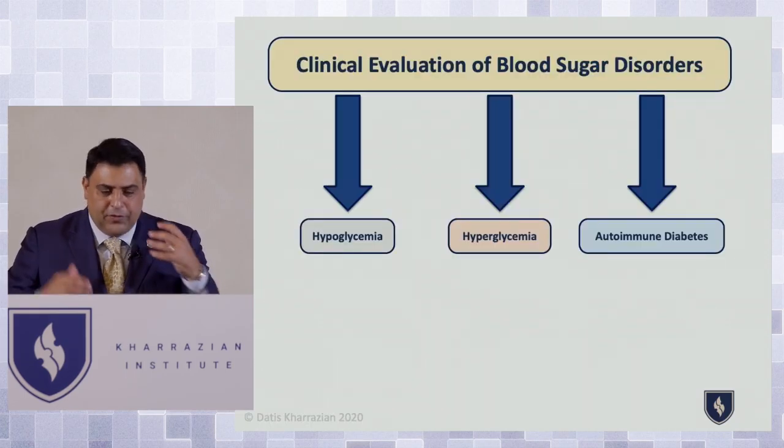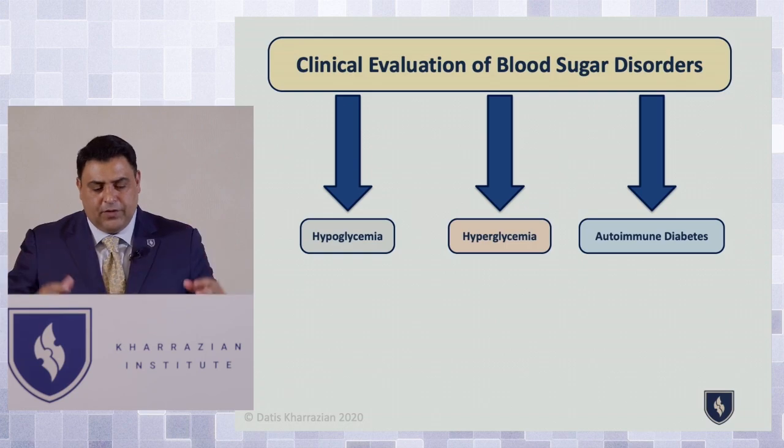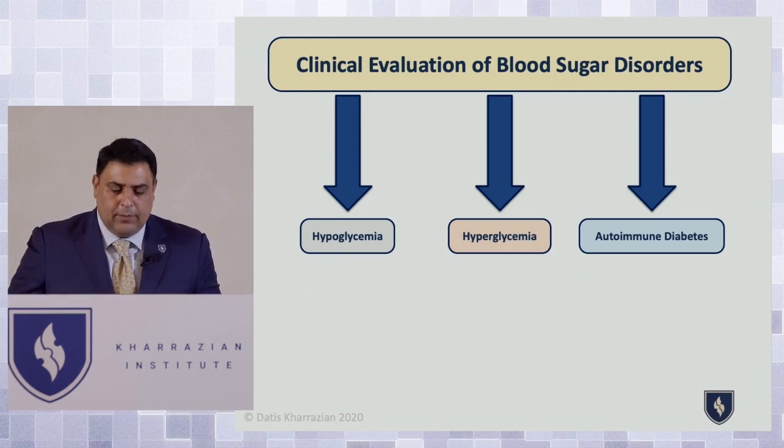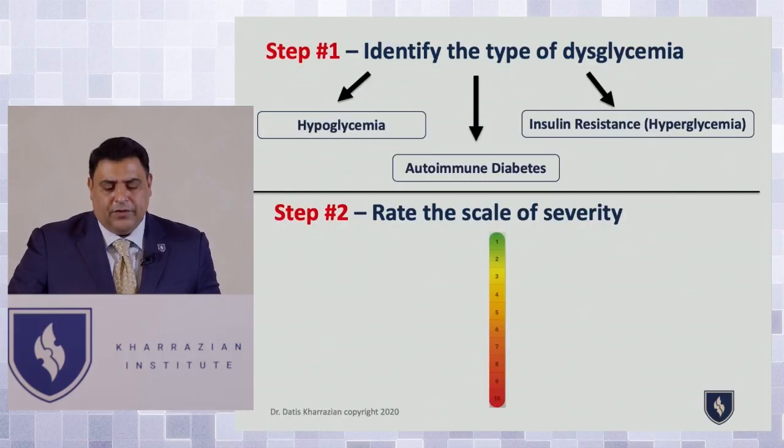And then as you go through your initial survey and your medical history, you're starting to get a big clue of whether you suspect they have hypoglycemia, hyperglycemia, or autoimmune diabetes. The next part of your clinical goal is to suspect what kind of blood sugar disorder they have, and then try to rate the severity of it. And some of that can be very clear already from the history.